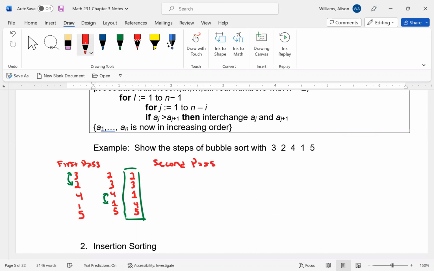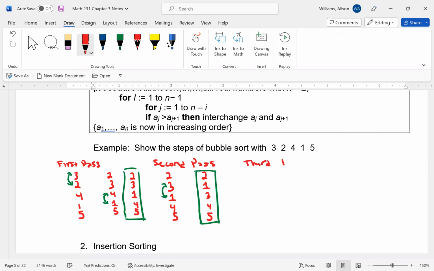Starting with 2, 3, 1, 4, 5. First two are good to go. Those don't have a problem at all. Second two, nope, that's a problem. So we're going to switch those. So 2, 1, 3, 4, 5. Actually, there's nothing else going to switch, because 3 compared to 4 is good, and 4 compared to 5 is good. So second pass is done. Here's what I'm going to send back as a code. And I'm going to try it again.